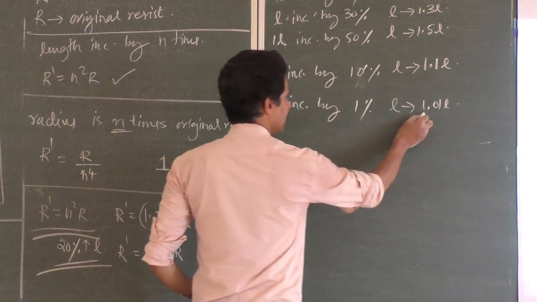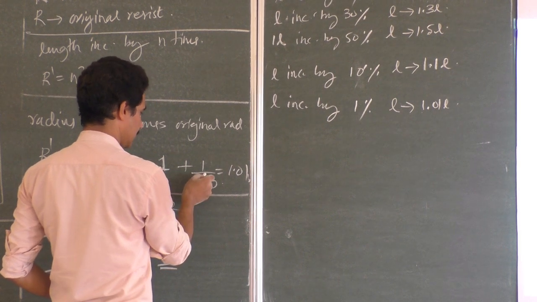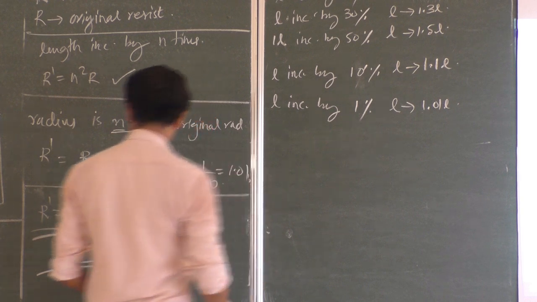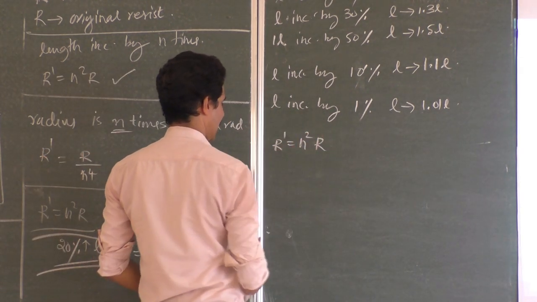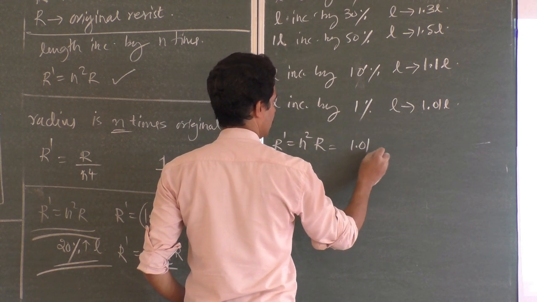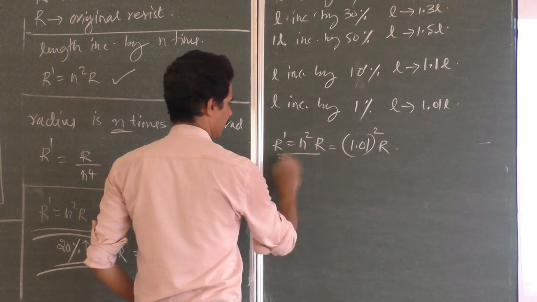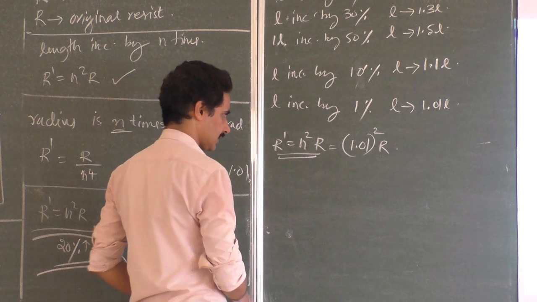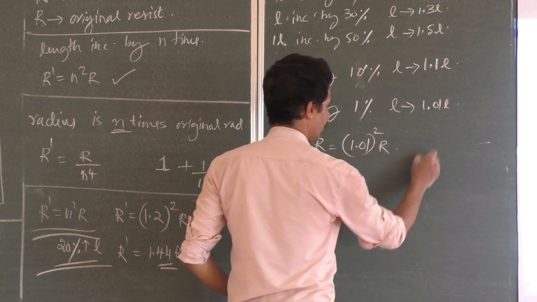Now, if the length increases by 1%, 1% is 1 out of 100, so the new length is 1.01 L. Now N has to be substituted: the new resistance is N square times the old resistance. N square is 1.01 square R, and this is a ready-made formula. After substituting all the lengths, we got this formula. You saw it in the previous video. 1.01 square R. You know what 1.01 square is?